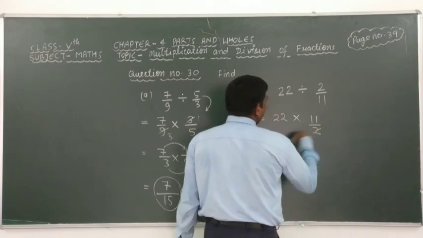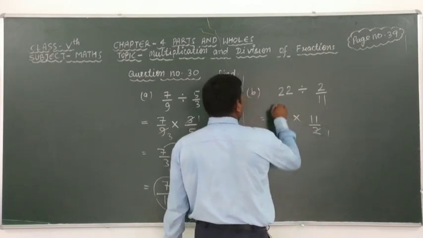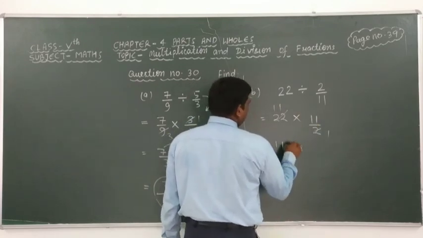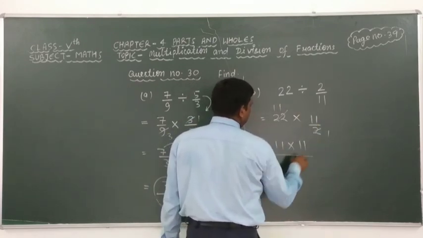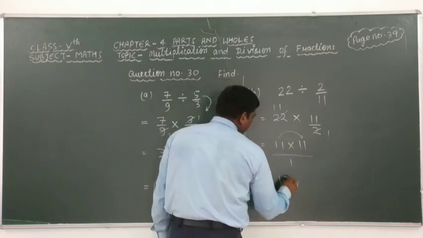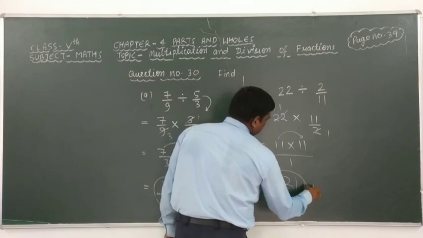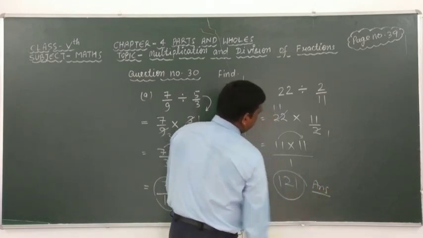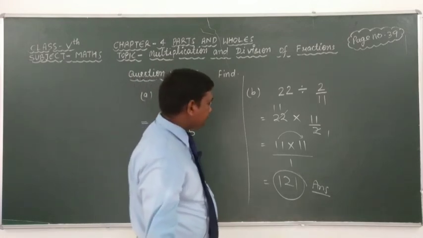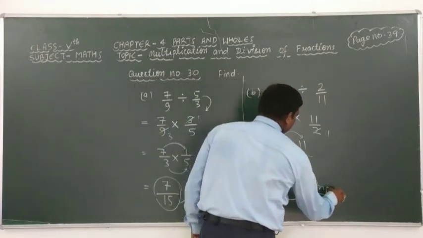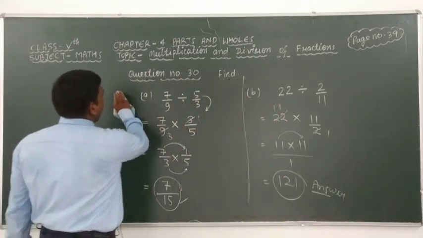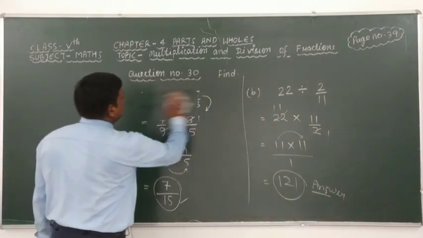Recall the table of 2: 2 ones are 2, 2 ones are 2. 11 over 1, here we get 11 into 11 over 1. 1 is nothing, it means that 11 elevens are 121. This is the answer of question number 30 of B. Okay, students, now read this. Similarly, we can solve all given questions.